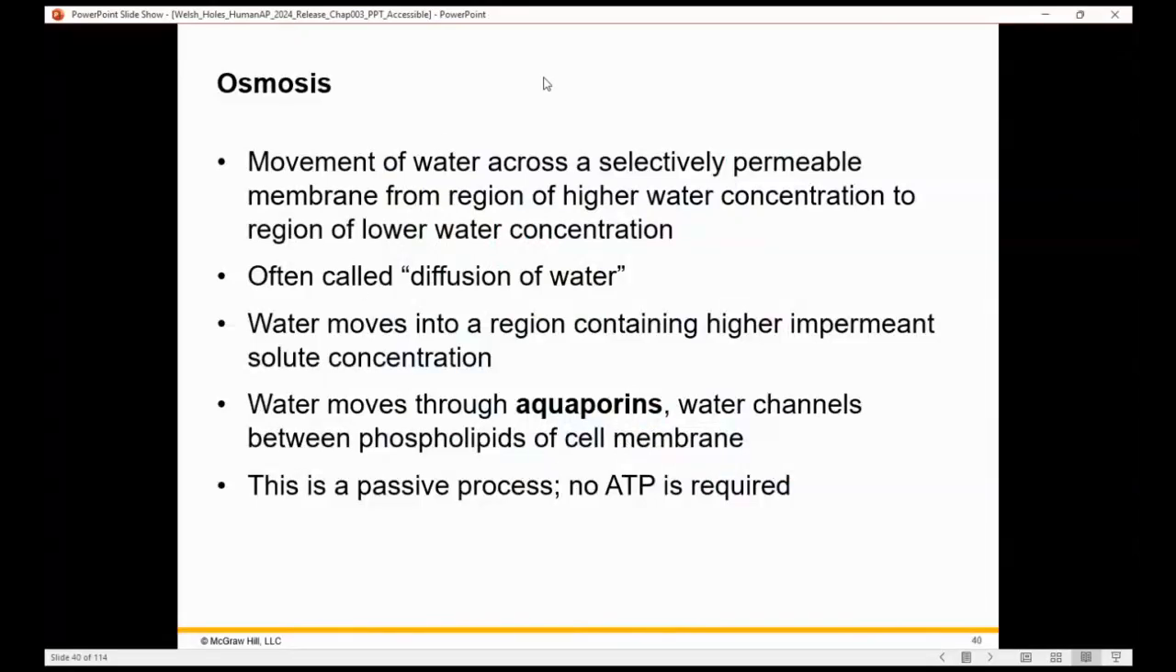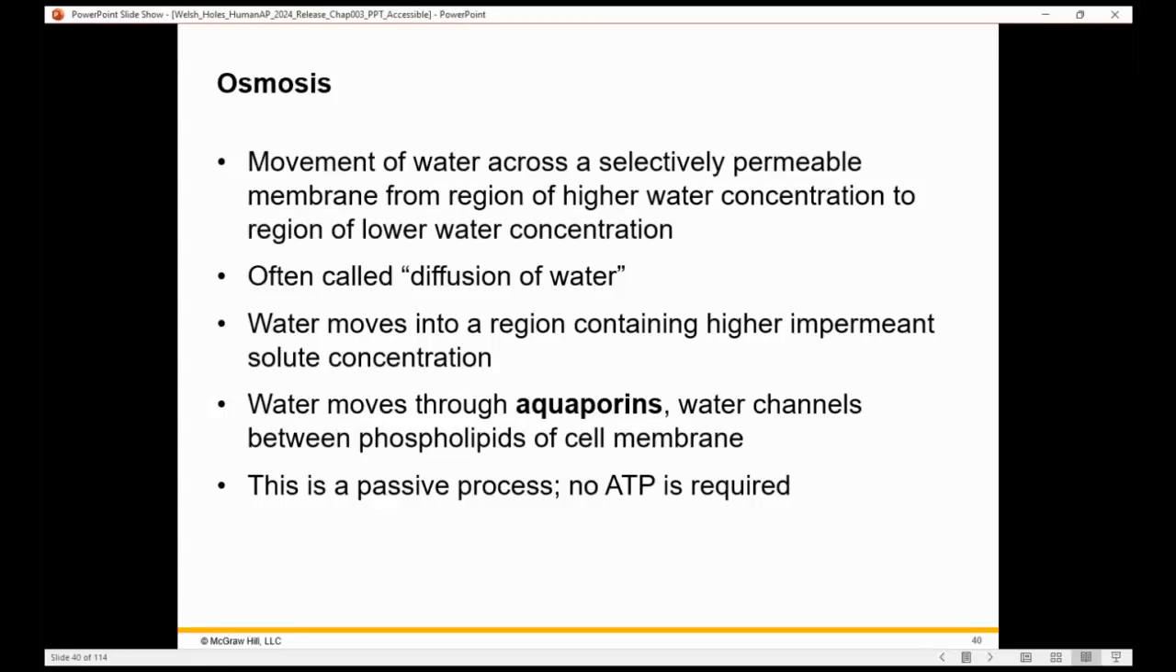Next, osmosis. Osmosis is the movement of water. Keep that in mind. We're just talking about the movement of water across a selectively permeable membrane from a region of higher water concentration to a region of lower water concentration. Okay, don't get too confused here. That just means movement from where there's more water to less.